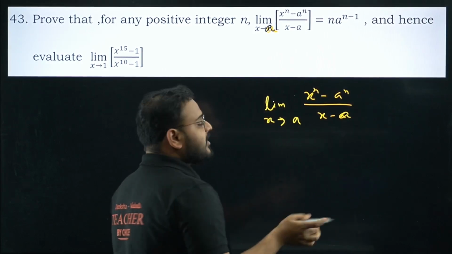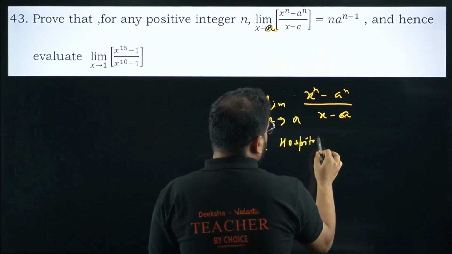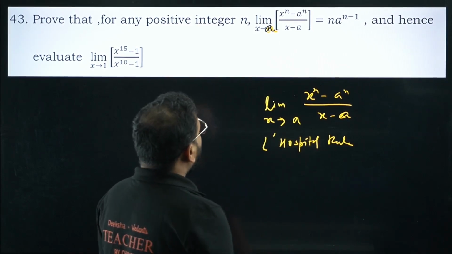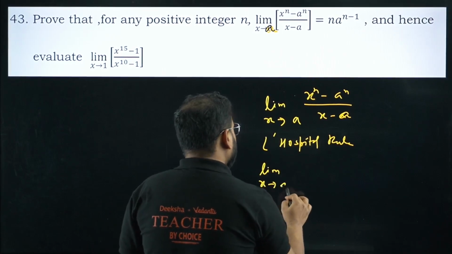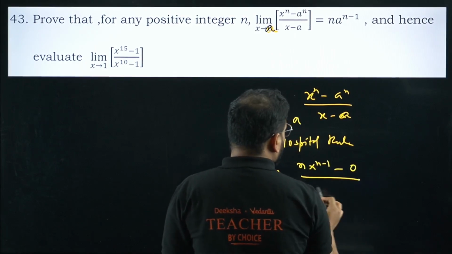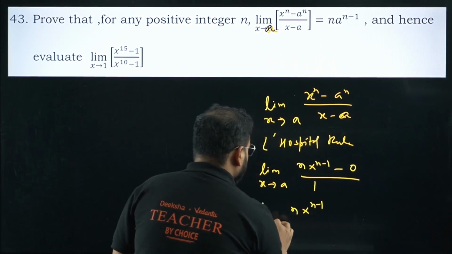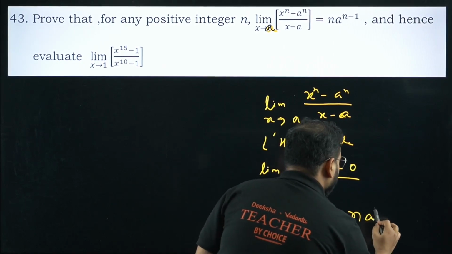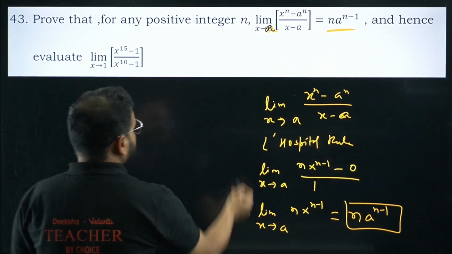Let's do one thing. Let's differentiate under limits. We'll apply L'Hopital rule. We can apply, right? What are we going to do? Differentiate under limits. Limit will remain as it is. It'll become n times of x power n minus 1. This will be simply 0 upon 1, right? What I'm getting now is n x power n minus 1, limit x tends to a. Apply now. What I'm getting? N times of a power n minus 1. Check this out. Proven, right?